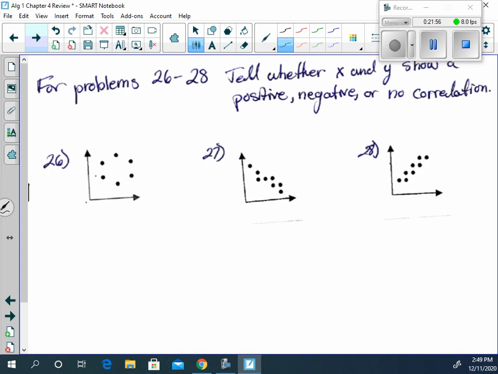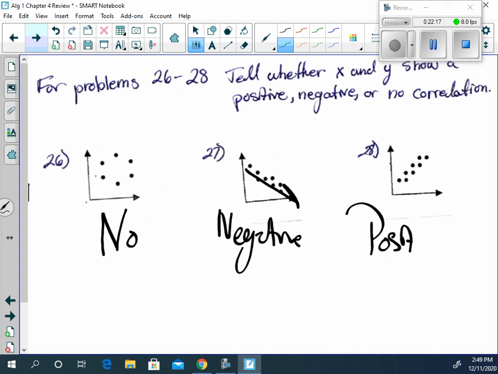So looking at these here, tell whether x and y have a positive, negative, or no correlation. So how about 26? What do you think? No correlation. They're making a circle. How about 27? Negative, because they kind of make a line and they're going down. And the last one would be positive, because they make a line, not a straight line, but it's uniformly close to a line and increasing. And that's all we have to do on these here.